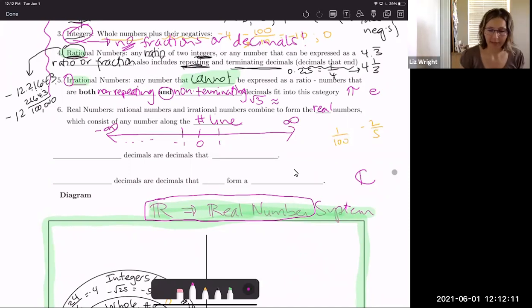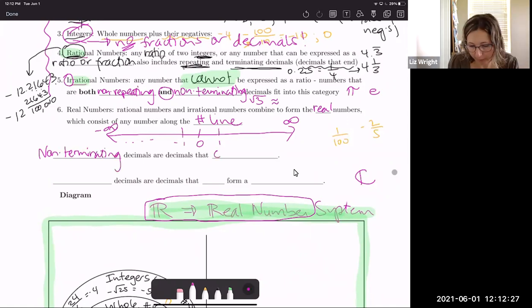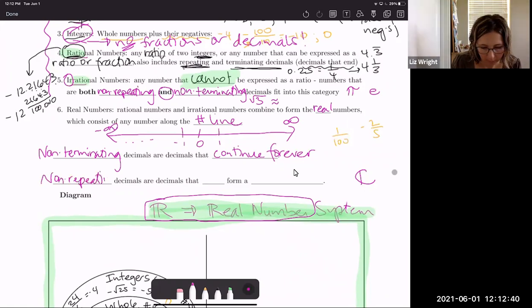And here we're going to define, in case you weren't sure about the non-terminating, non-repeating, we're going to define it for you here. Non-terminating decimals are decimals that continue forever. And non-repeating decimals are decimals that never form a repeating pattern.